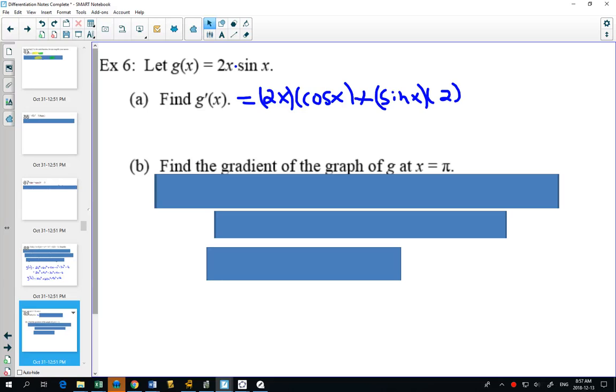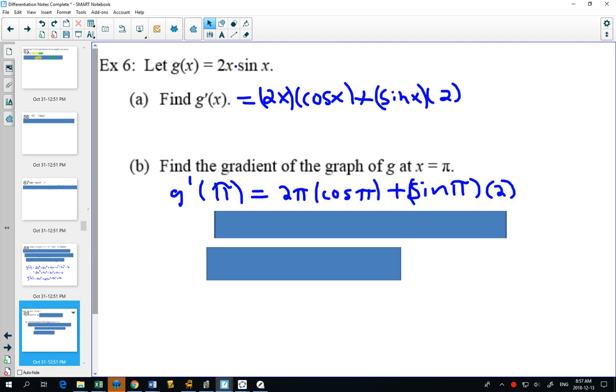Find the gradient of the graph of g at pi. So remember, when we find our derivative, it's a gradient function. It's finding the slopes of all the tangents at any particular point. If you want to find the slope of the tangent at a particular point, like at x equals pi, you take your derivative equation and plug in pi.